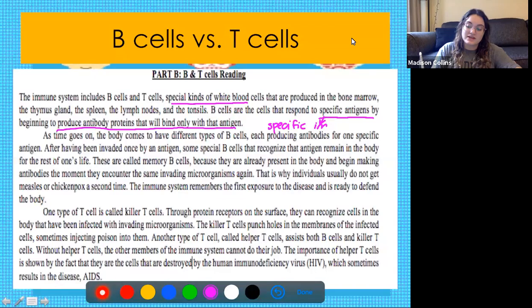There are specific antibodies made for specific antigens. So the response is going to be different for every type of pathogen. It's going to be unique.